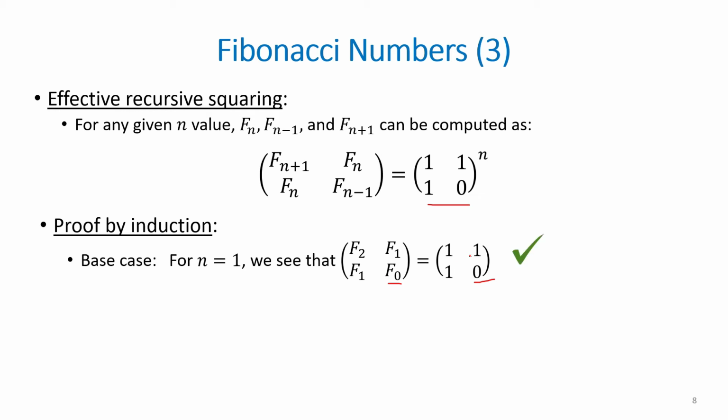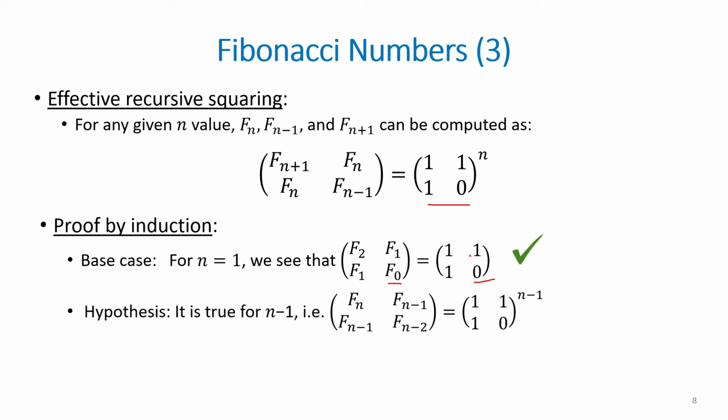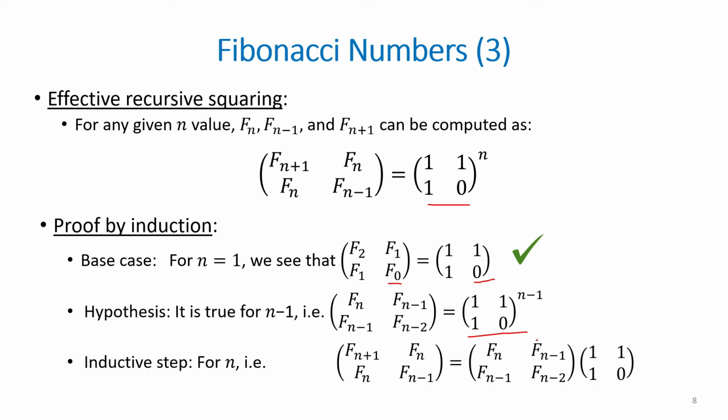The next step is the hypothesis. We assume that this theorem is true for n minus 1. Therefore, for this matrix, we would have the solution. Now, based on this assumption, we go into the inductive step. If it is true for n minus 1, we have to prove that it's also true for n, which is 1 more than n minus 1.